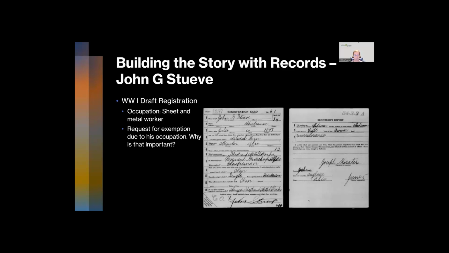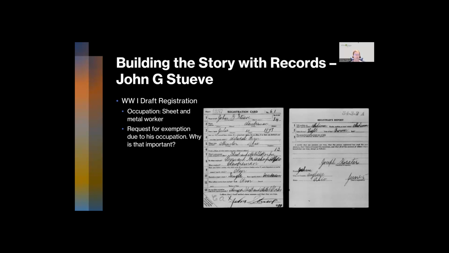and metal worker. And in here, it has, do you claim exemptions from the draft? And he claimed an exemption. His exemption was his occupation as a sheet and metal worker, and he was the manager of that company. So why is that important? Why is his occupation as a sheet and metal worker important enough for him to say, I think I should be exempt from the draft?